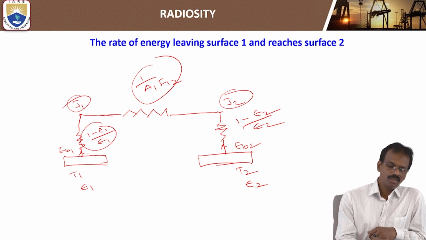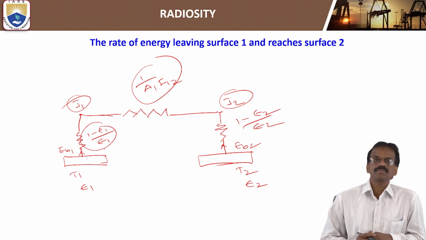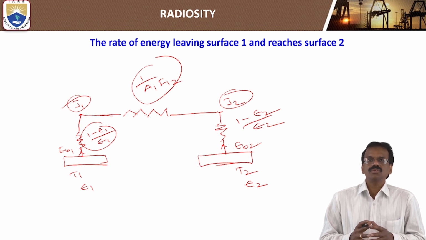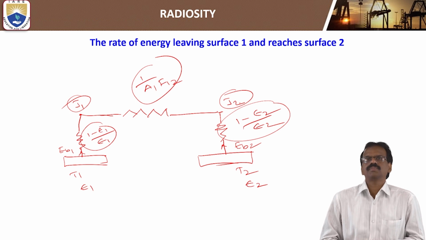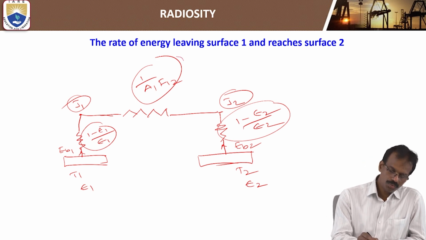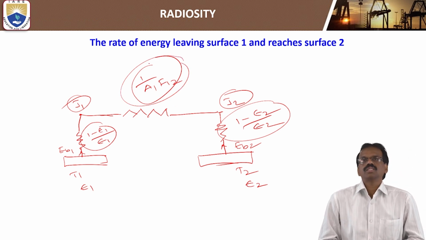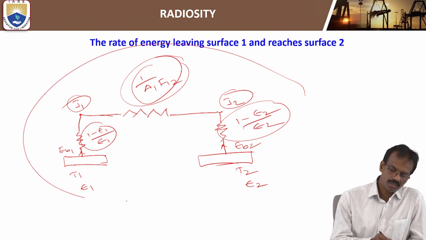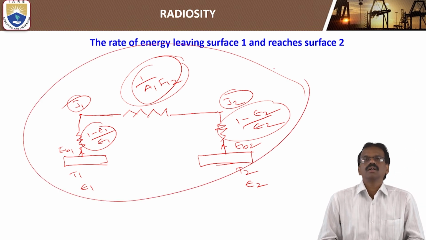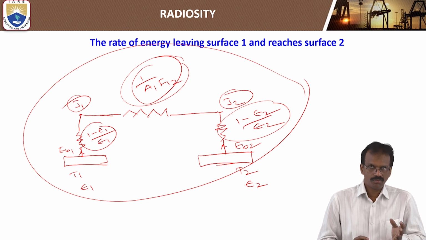resistances. One is the first surface resistance, 1 minus epsilon 1 by epsilon 1. Second, the surface resistance 1 minus epsilon 2 by epsilon 2. Between the two surfaces, we'll see one more resistance, the space resistance 1 by A1 into F12. We have to consider all these for finding the rate of heat transfer from surface 1 to surface 2.